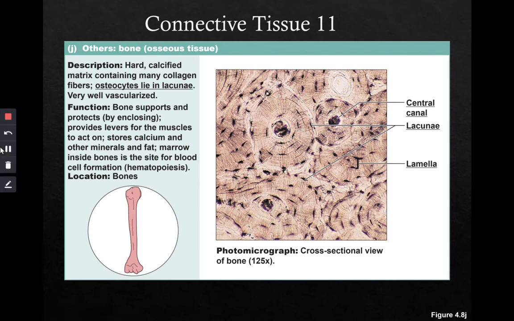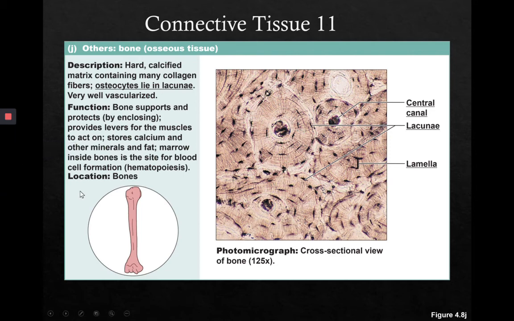The function of bone is to support and protect. It's really going to support and protect by enclosing or forming kind of a barrier. It's able to store calcium, make blood cells, store reserve fuel, and make blood cells is a process called hematopoiesis. It's a very special type of tissue because not only is it hard and calcified, but it's well vascularized, so it's able to maintain nutrient components within all of its cells and its parts.